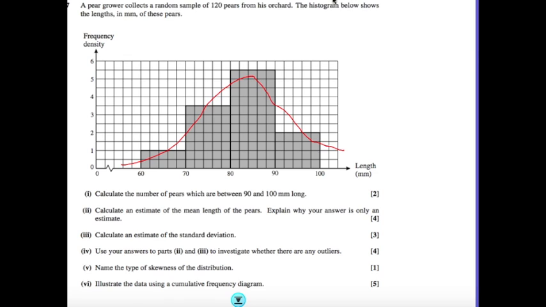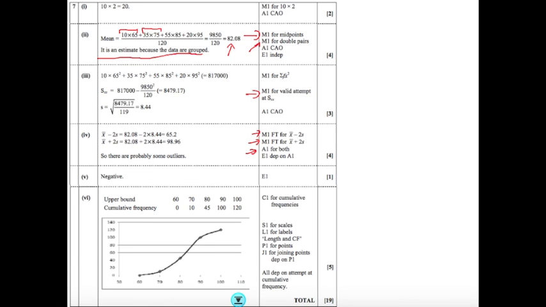Right, the last part is illustrate the data using a cumulative frequency diagram. So in the exam, they'll probably give you the axes to draw this on. I'm not going to go through drawing this. Let's just look at the mark scheme. So you get a mark for drawing your table with the upper bounds. So remember, cumulative frequency always needs to be plotted with the upper bounds, and then the cumulative frequencies underneath. A mark for scales, a mark for labels.